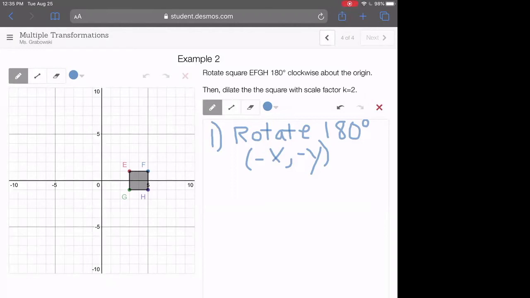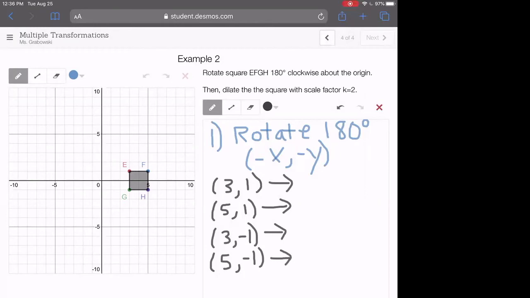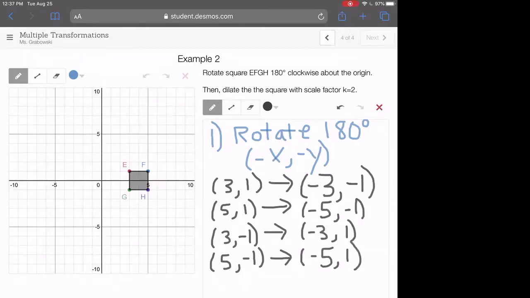So I'm going to rewrite all these points. So here are the points of square EFGH, and I'm going to rewrite them following the rule negative x, negative y. So these are going to be the new coordinate points of EFGH. When we rotate it 180 degrees, I took the opposite of x and y to create those new points, and so now I will graph them. Okay, so this is our new figure, E prime, F prime, G prime, H prime.